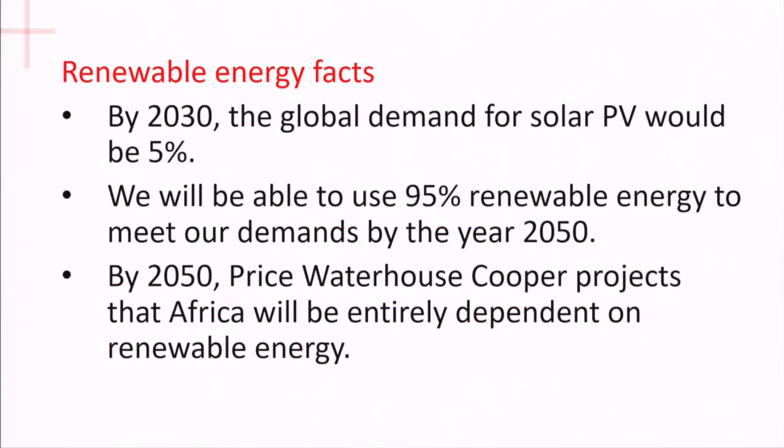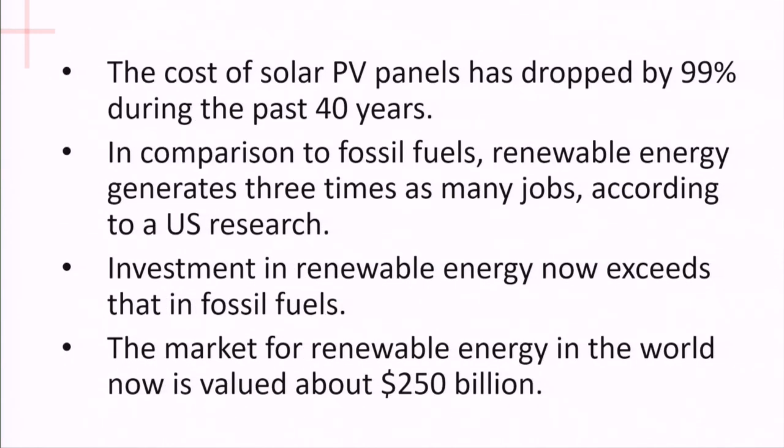So, government mandate on the one side, incentive for the use of renewable energy on the other side, will encourage people to use renewable energy to a larger extent. Some of the facts that we see with regard to renewable energy are, by 2030, the global demand for solar PV would be around 5%. We will be able to use 95% renewable energy to meet our demands by the year 2050. By 2050, PricewaterhouseCoopers, a consultant, has stated that Africa will be entirely using renewable energy for all its use. These things are very encouraging to see.